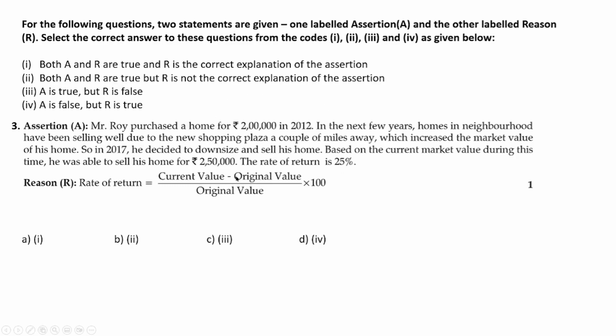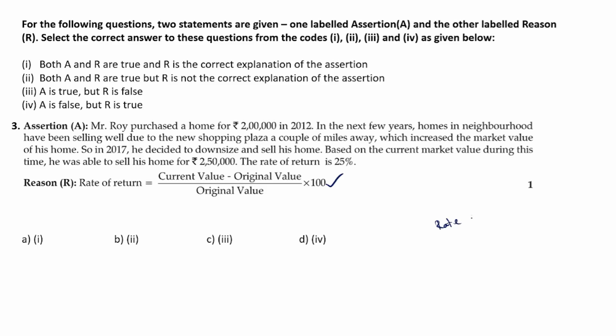So here we have to check whether the rate of return is 25% or not. So the initial value was 2 lakhs. The final value, or the current value, is 2,50,000. We have to check whether the rate of return is 25% or not. The rate of return is given by current value minus original value, by original value, into 100. So here the formula for rate of return is true. So the reason is true. Now let us check whether it is 25% or not.